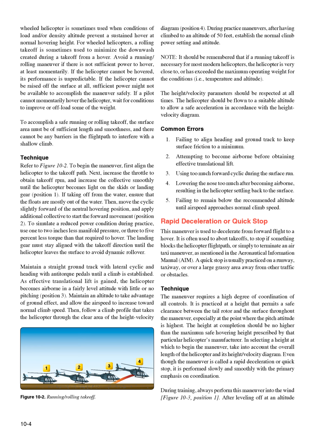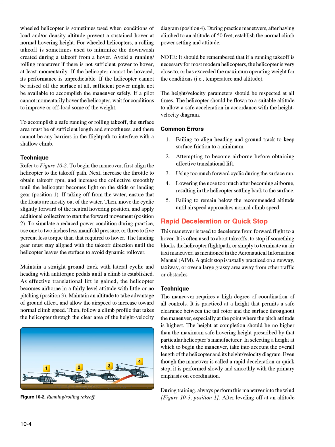Common errors: 1. Failing to align heading and ground track to keep surface friction to a minimum. 2. Attempting to become airborne before obtaining effective translational lift. 3. Using too much forward cyclic during the surface run. 4. Lowering the nose too much after becoming airborne, resulting in the helicopter settling back to the surface. 5. Failing to remain below the recommended altitude until airspeed approaches normal climb speed.